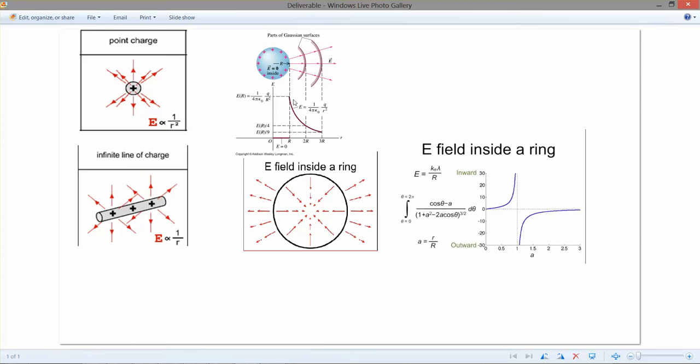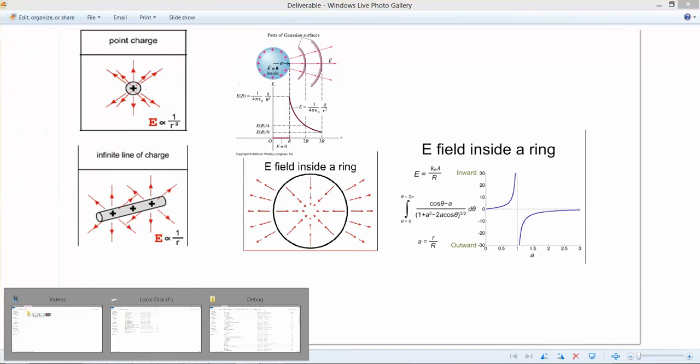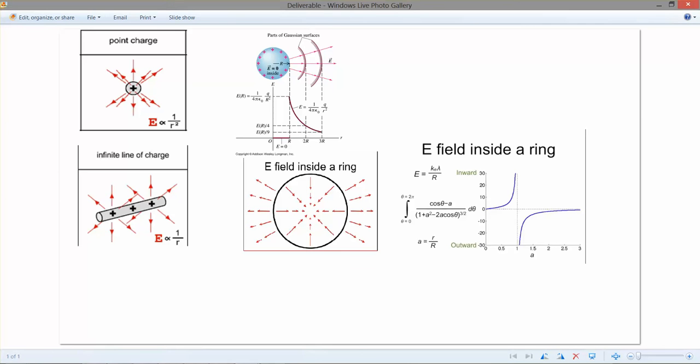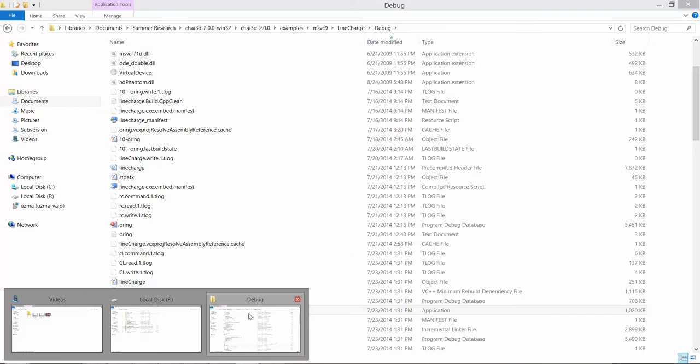The third configuration in question is a sphere charge. For a positively charged sphere, the electric field inside the sphere is always going to be 0, whereas the electric field outside the sphere is going to decrease by a factor of 1 by r square. So we're going to have a look at the simulation for the sphere charge.